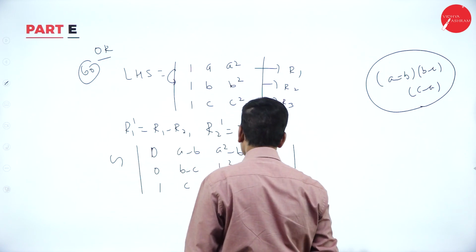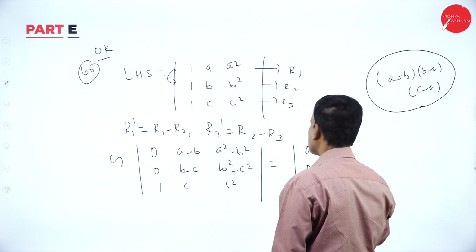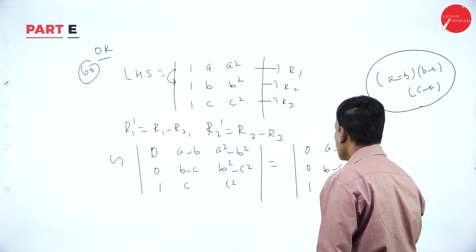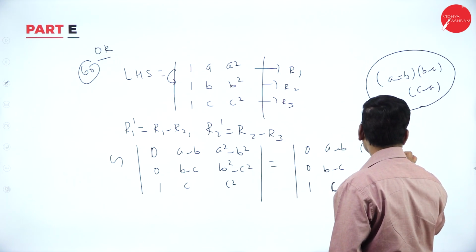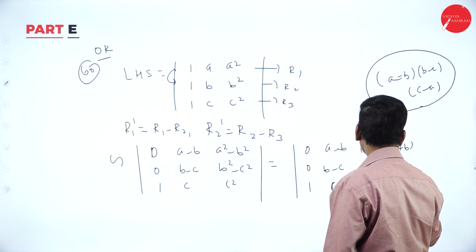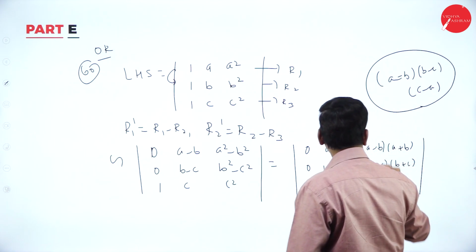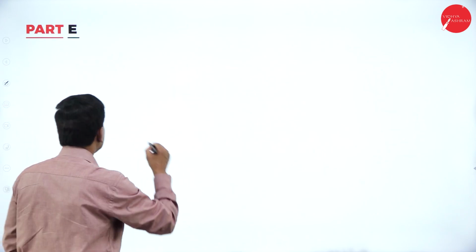Now here you can also write this as 0, 0, 1; a minus b, b minus c, c; and a square minus b square is nothing but a minus b into a plus b, b square minus c square is b minus c into b plus c, and c square as it is. Now here you can take a minus b and b minus c as the common factor.